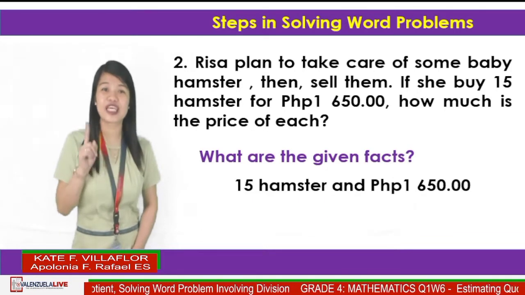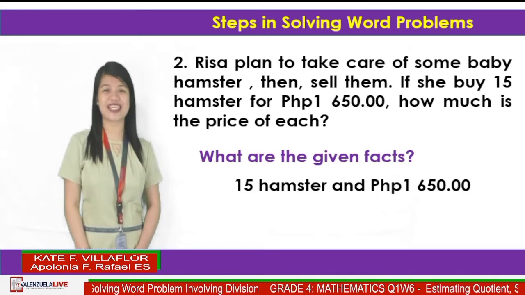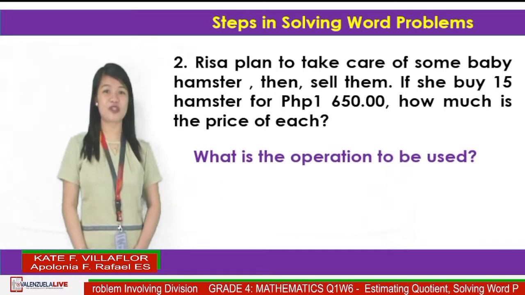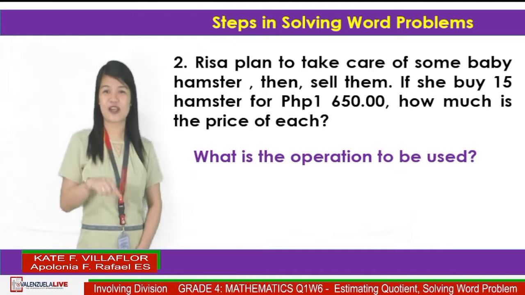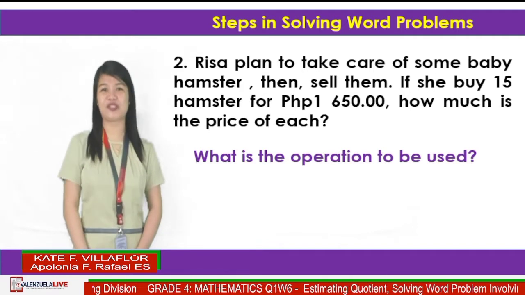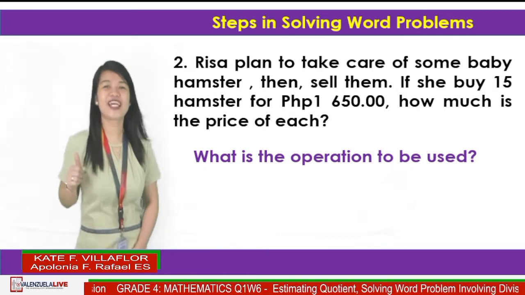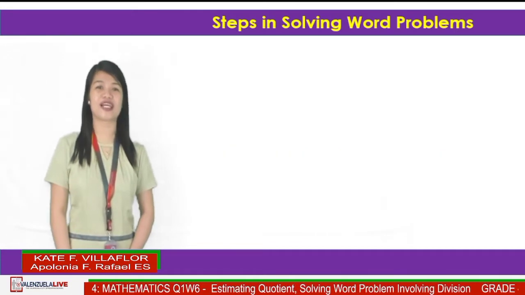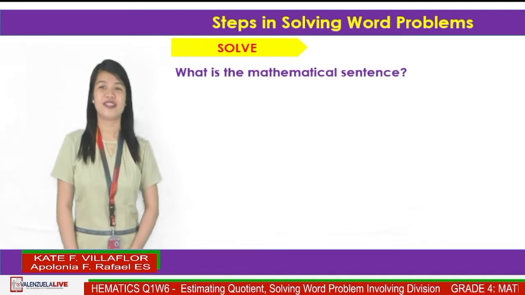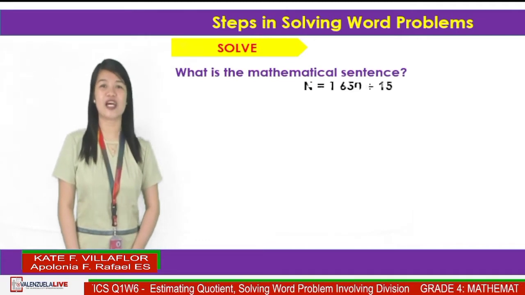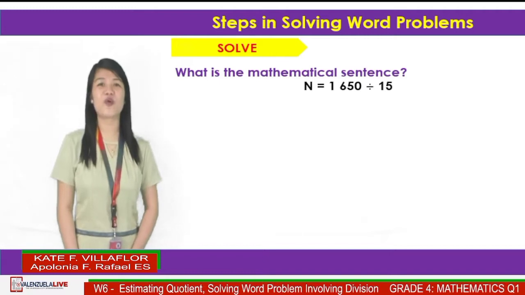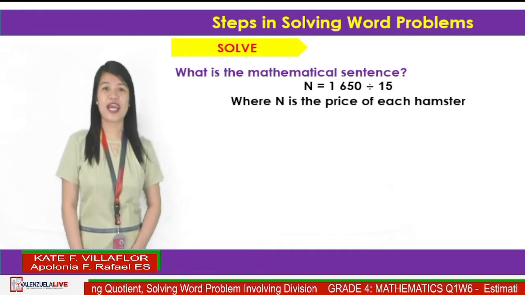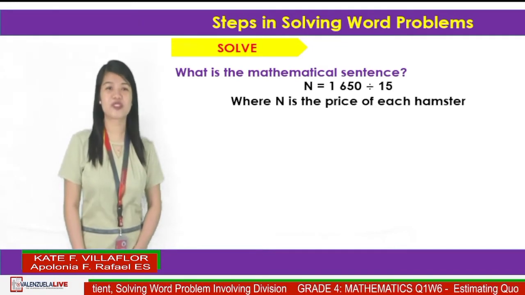What are the given facts? Very good. 15 hamsters and 1,650 pesos. What is the operation we're going to use? Okay, excellent. The answer is division. We're going to divide the given facts. Okay, let's solve. Let's solve first the mathematical sentence. We have N is equal to 1,650 divided by 15, where N is the price of each hamster.